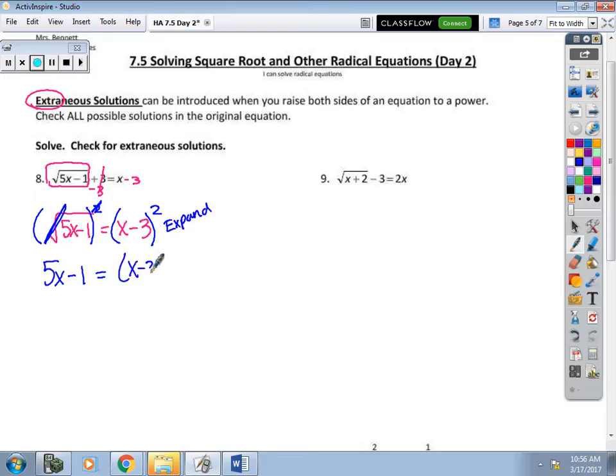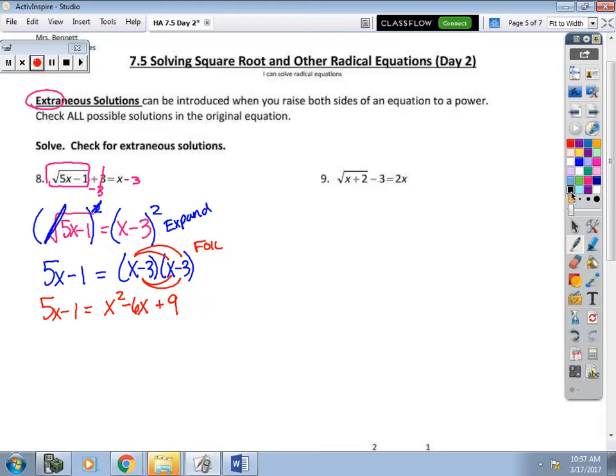So this will become x minus 3 times the quantity x minus 3. You cannot just square each term because of the subtraction, also if there were an addition. So now we'll FOIL. And we'll get x squared minus 3x minus 3x is minus 6x, and plus 9.